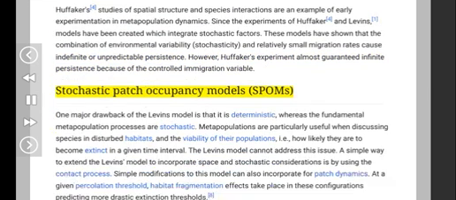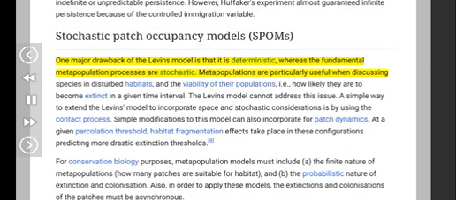Stochastic patch occupancy models, SPOMs. One major drawback of the Levins model is that it is deterministic, whereas the fundamental metapopulation processes are stochastic. Metapopulations are particularly useful when discussing species in disturbed habitats, and the viability of their populations, i.e., how likely they are to become extinct in a given time interval. The Levins model cannot address this issue.